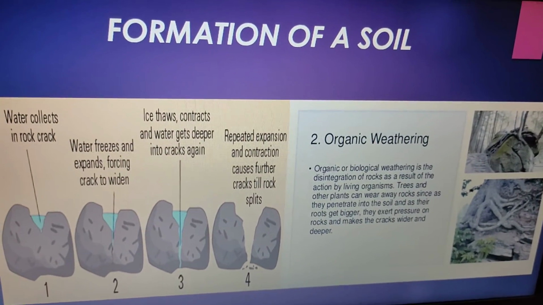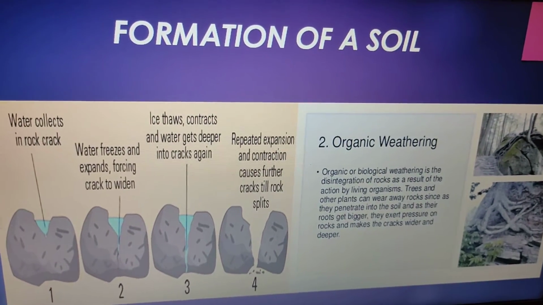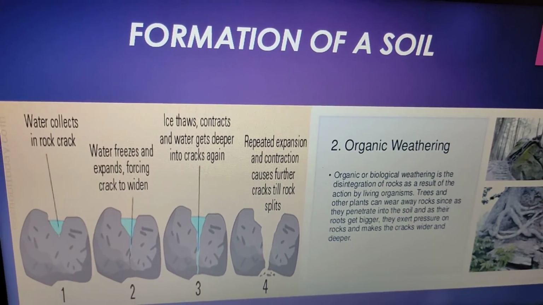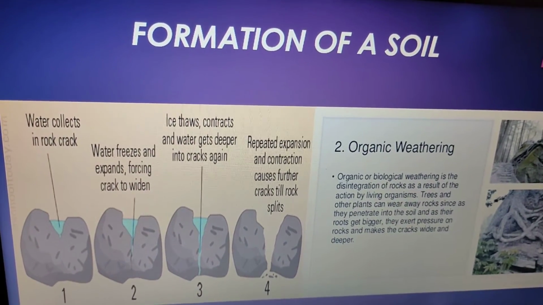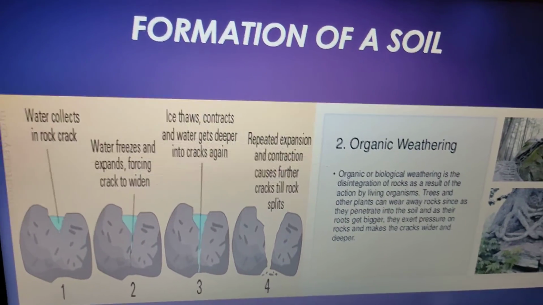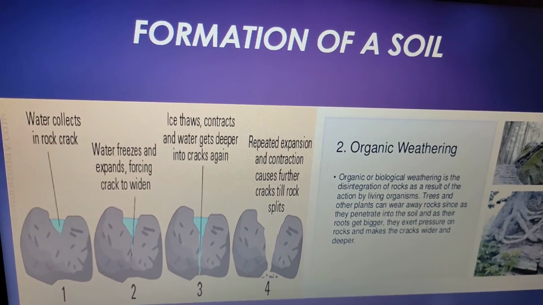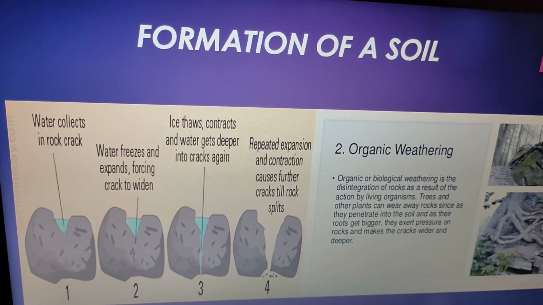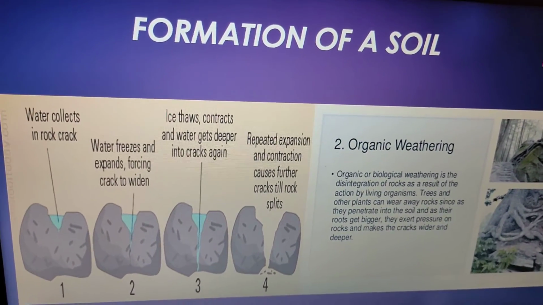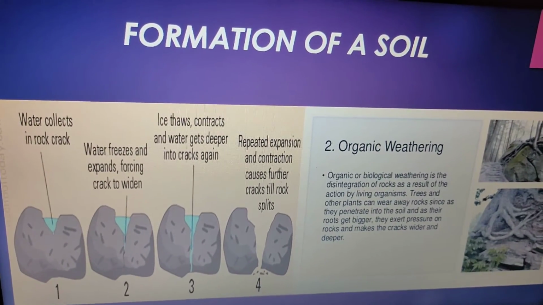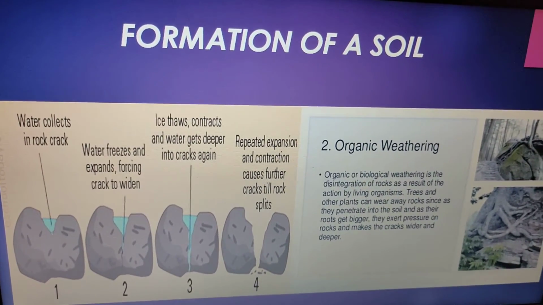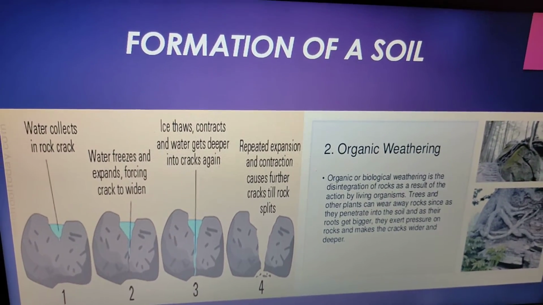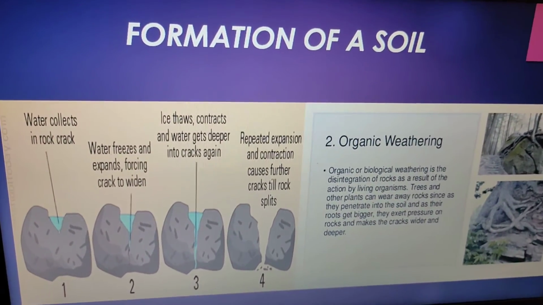Organic weathering or biological weathering: small plants which grow on the rock, their roots get a hold on the rock. Their roots penetrate into the rock. When their roots penetrate into the rock, it creates a crack. And when these roots start getting bigger, they exert pressure on rocks and make cracks wider and deeper. And slowly, the rock gets split into two.